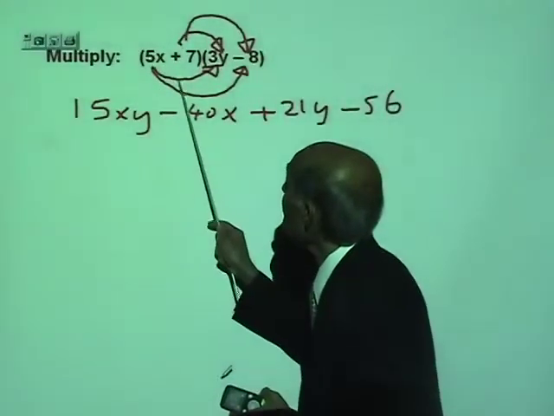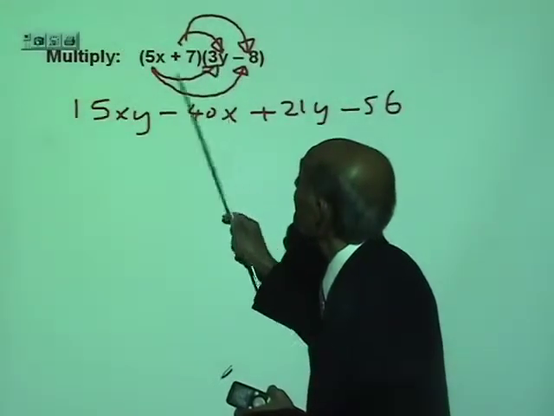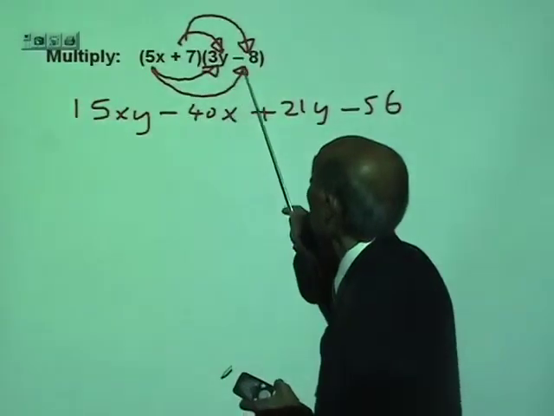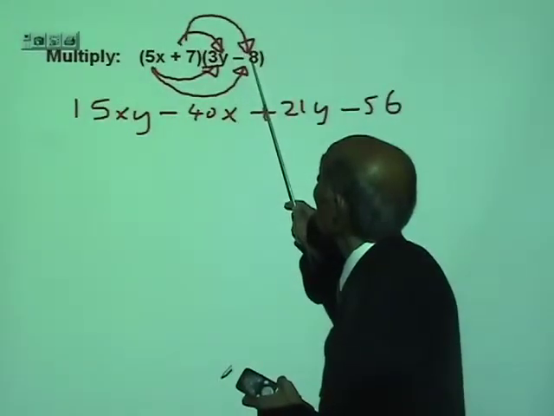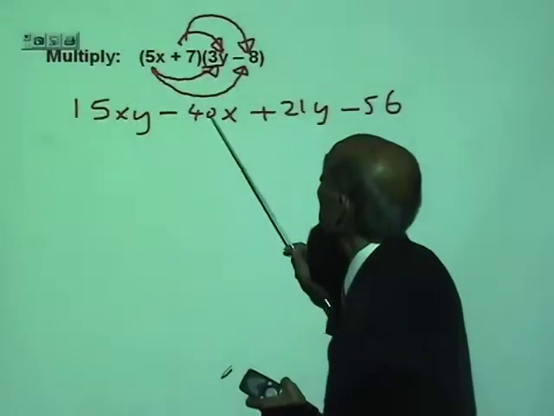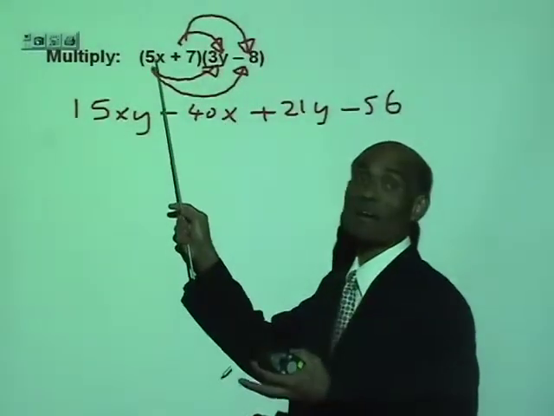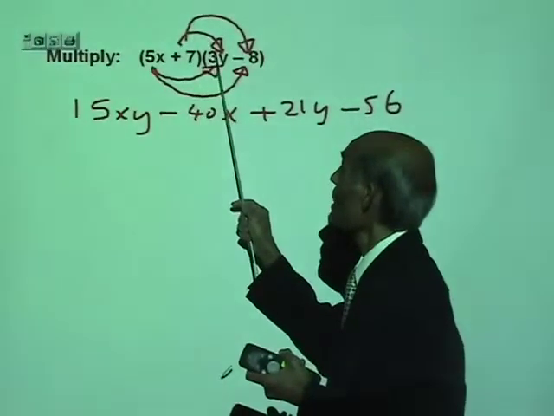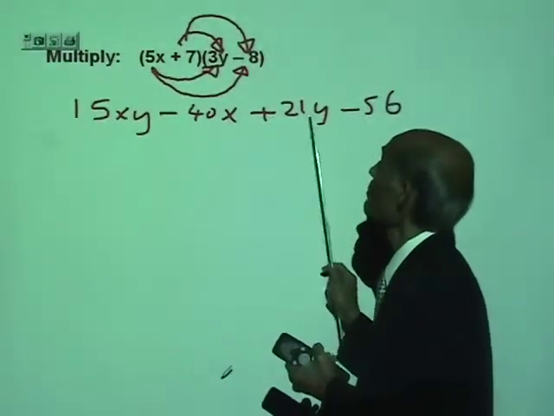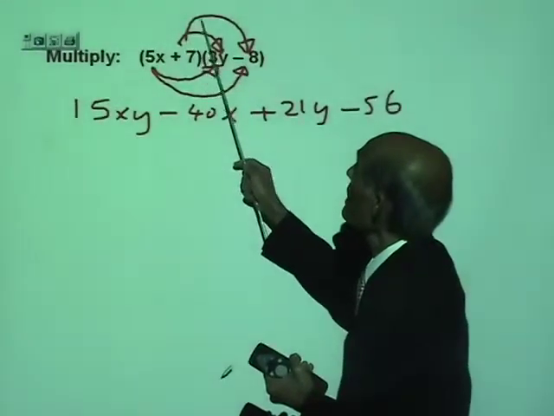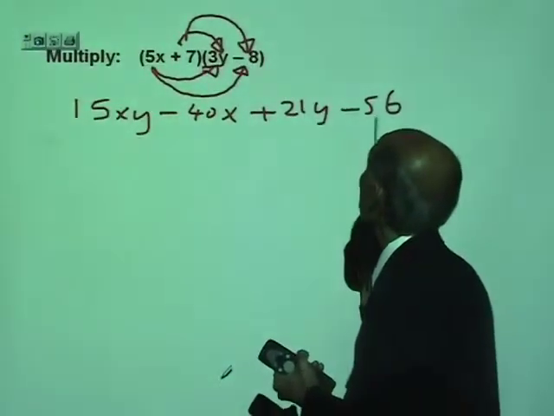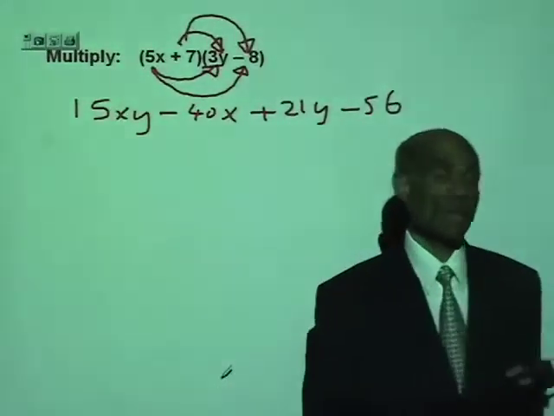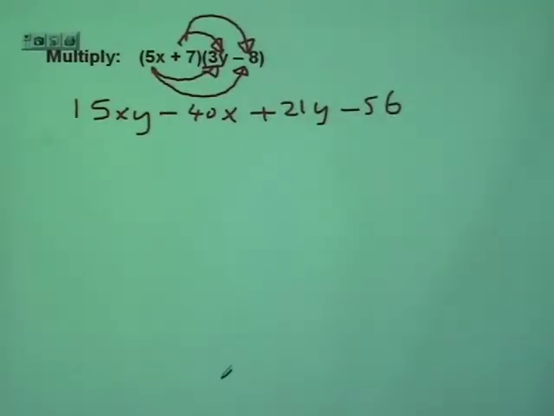Once again, multiply 5x with 3y, you get 15xy. And then 5x is multiplied by negative 8, that gives you negative 40x. So we finished multiplying by 5x. Now take 7. 7 times 3y is positive 21y, plus 7 times negative 8 is negative 56. You see, we did that in one step. Okay, let me write down that for you.